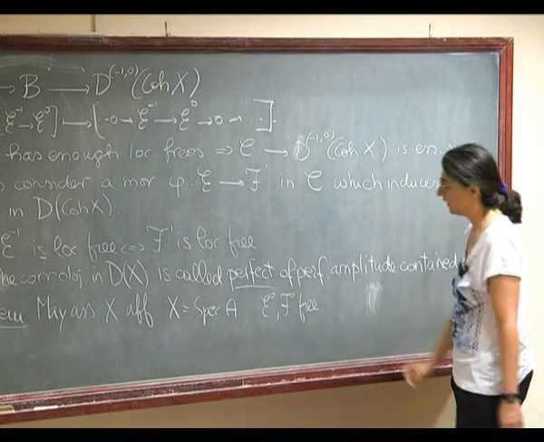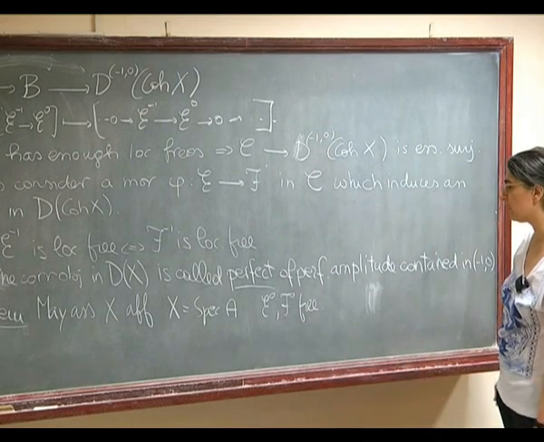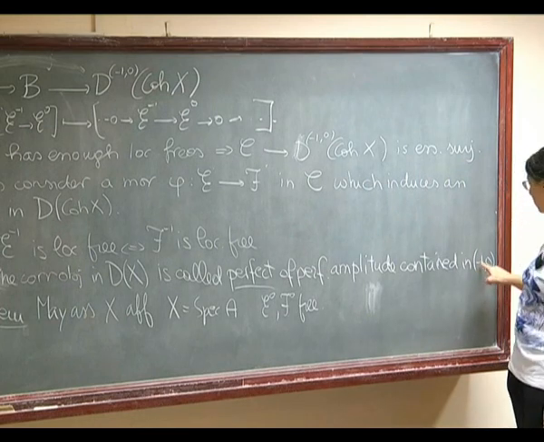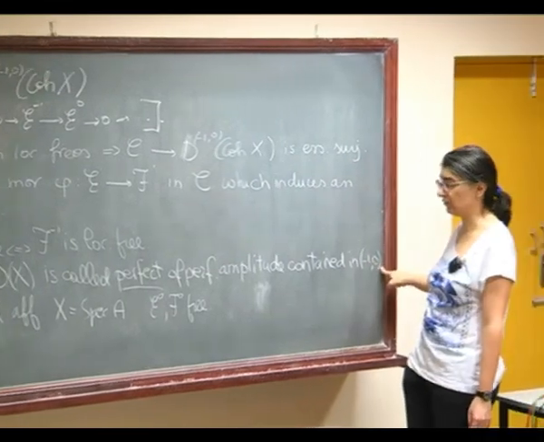So what is the last line? Perfect of perfect amplitude? Sorry? Is called perfect of perfect amplitude contained in minus 1, 0?